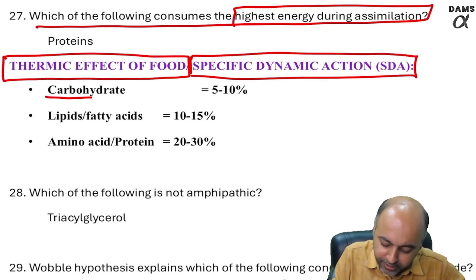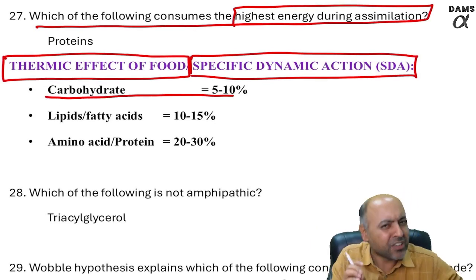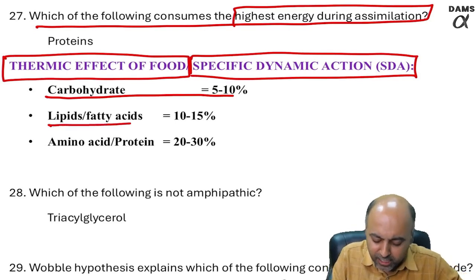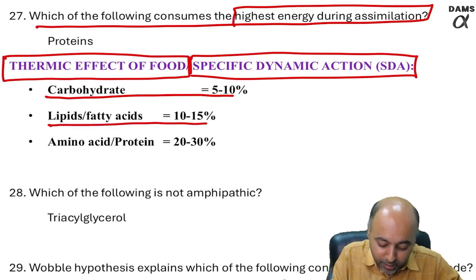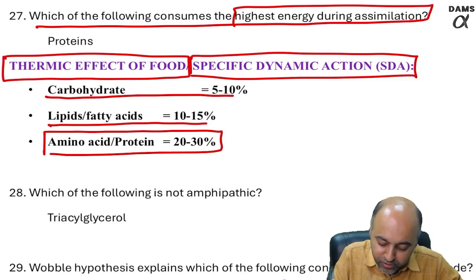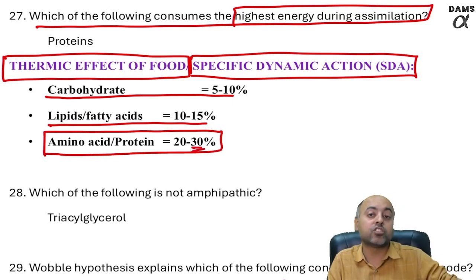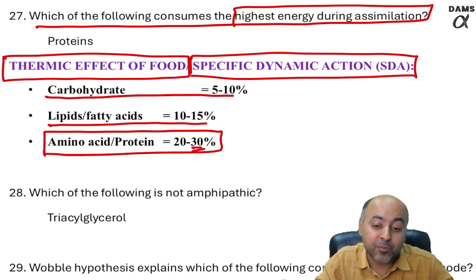The thermic effect of carbohydrate is 5%, very easy to digest. For lipids, slightly more energy is required, 10 to 15%. And most difficult to digest are the amino acids and proteins, where up to 30% of the energy content is utilized for metabolism itself.